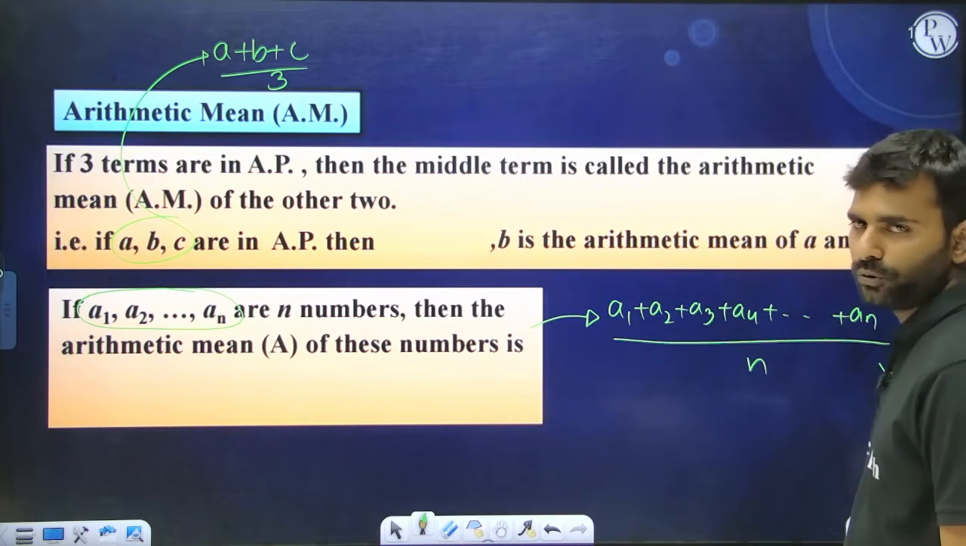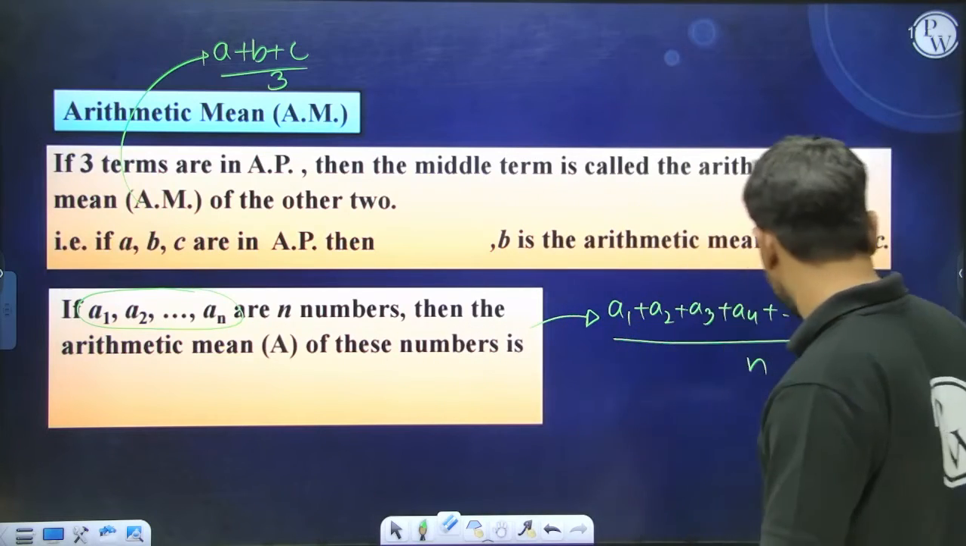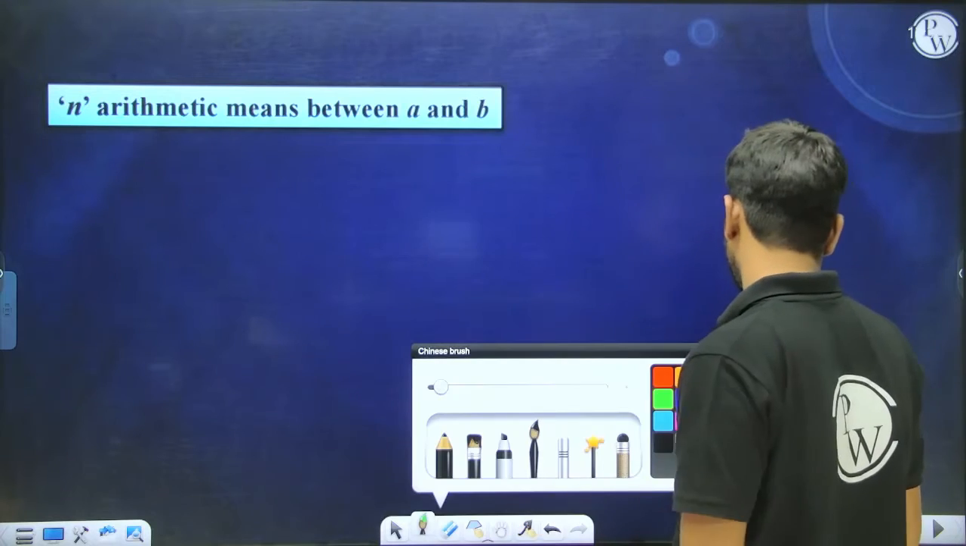A plus B by 2. If A, B, C are in AP, that means B is the arithmetic mean of A and C only. Yes, n arithmetic means inserted between. Let's talk about this as well.